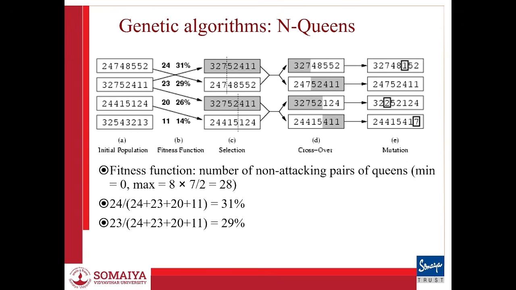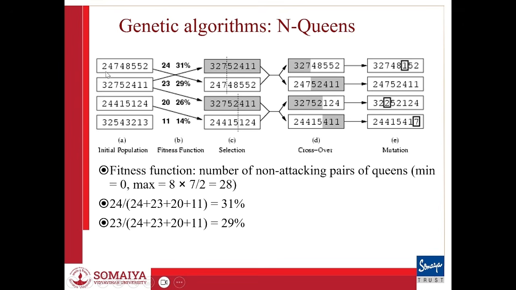Now, let us look at the example for the n-queens problem given in Russell and Norvig. Each one of the chromosomes represents the column numbers of every queen. Here, the first queen goes in the first row and second column. The eighth queen goes in the eighth row and second column as well. So, four chromosomes are given.